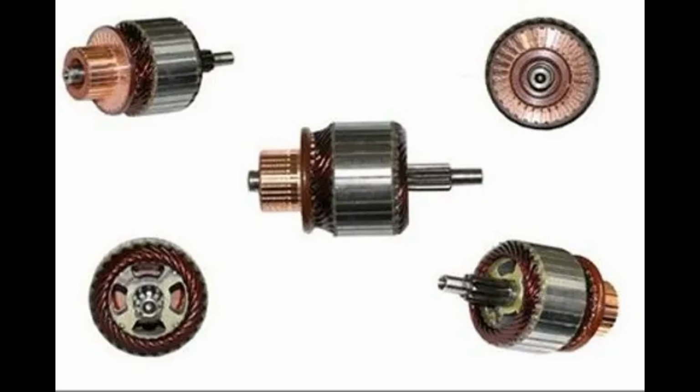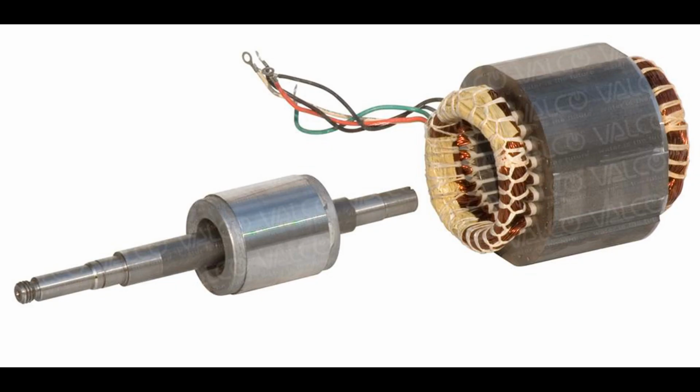Induced voltage in alternators. In an alternator, the rotor's magnetic field changes continuously as it rotates. This changing magnetic field cuts across the stator's coils, which are stationary. As a result, an EMF is induced in the stator coils, causing an alternating current, AC, to flow through the circuit.